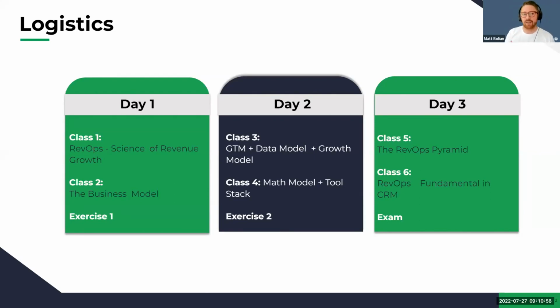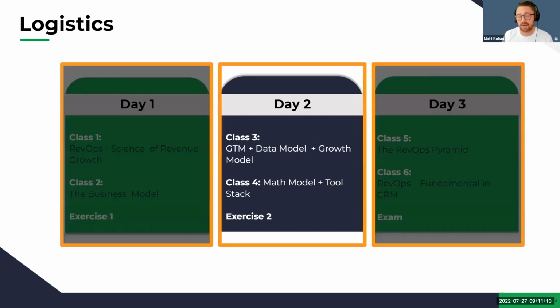So at the fundamental level, what is our business model, what does that say about our business, and how does that affect how we're thinking about our average deal size and our sales cycle, and how we're going to structure our team. So today, in day two, we're going over go-to-market model, data model, growth model, math model, and tool stack.